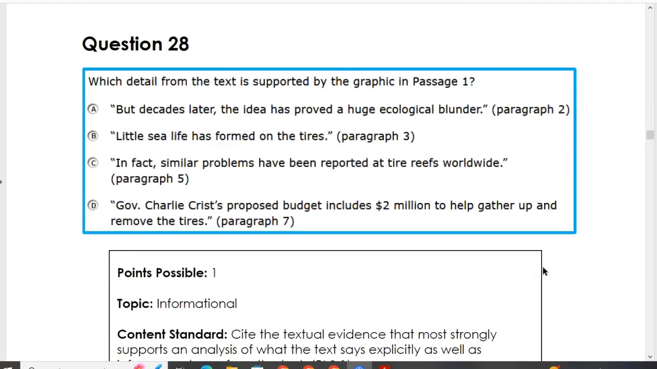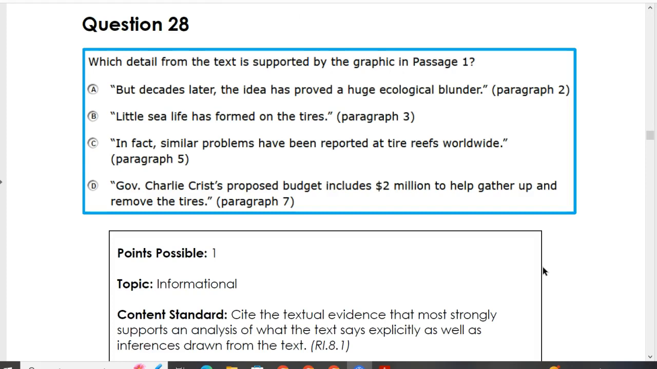Which detail from the text is supported by the graphic in passage 1? A, but decades later, the idea has proved a huge ecological blunder. B, little sea life has formed on the tires. C, in fact, similar problems have been reported at tire reefs worldwide. Or D, Governor Charlie Christ's proposed budget includes $2 million to help gather up and remove the tires.